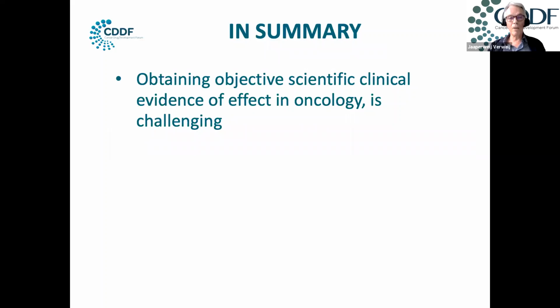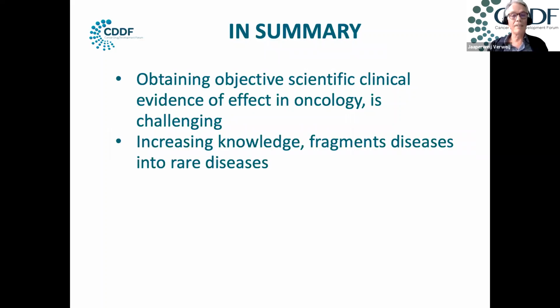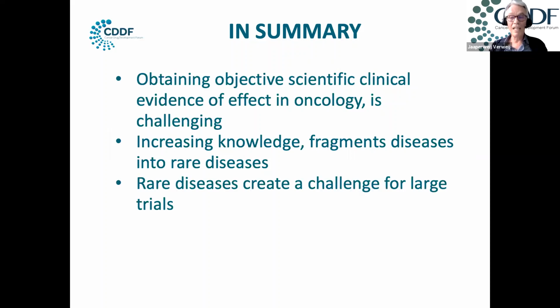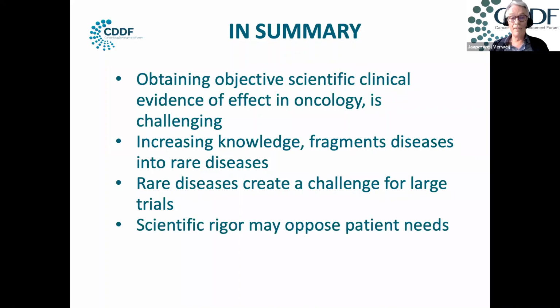So in summary, objective approval is difficult to get, but you can get it. The increasing knowledge that we have on diseases leads to further fragmentation of diseases, and everything is now turned into a rare disease, not only sarcomas, but even breast cancer. All the subtypes are becoming rare diseases, and rare diseases create another challenge for large trials. And the scientific rigor may be opposed to the needs of the patients. And that's something we have to solve in a dialogue.